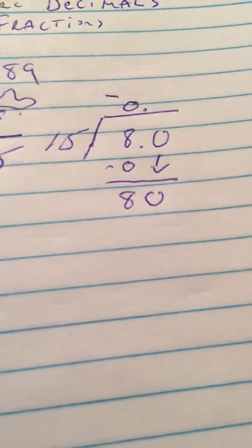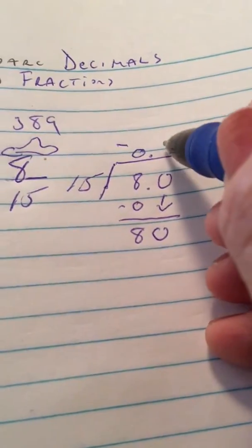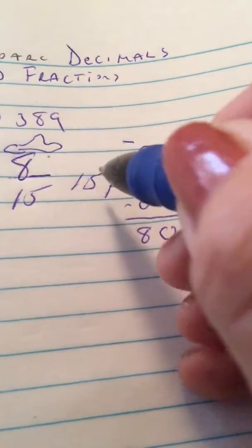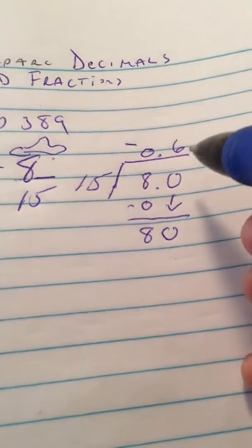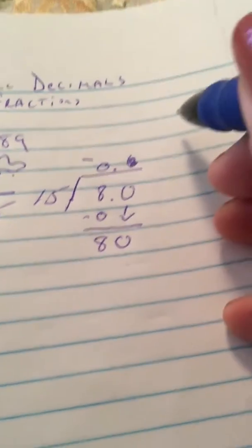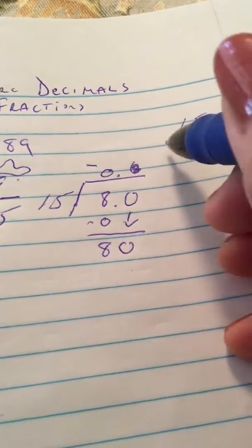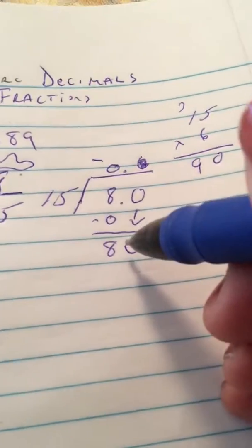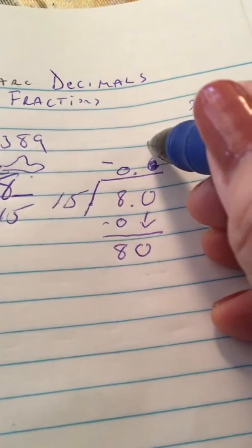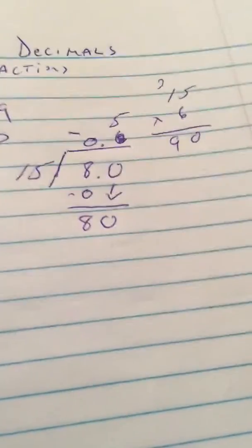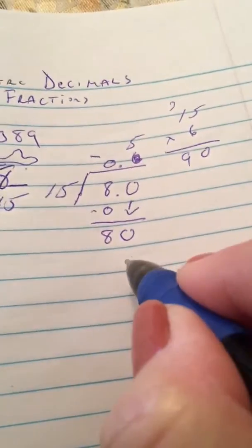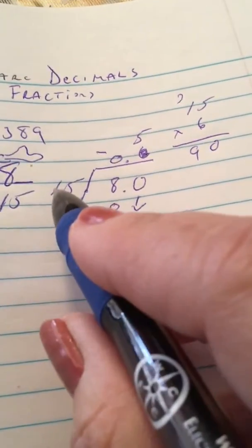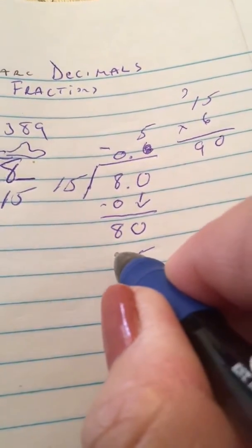How many times will 15 go into 80? 15 times 2 is 30. 15 times 5 is 75. 15 times 6, 6 times 5 is 30. Ooh, that's going to be too much. Let me show you why. I scratched off the 6. I said 30. There's my 90, but I need an 80. So I'm going to go ahead and make this a 5. Alright. 5 times 5 is 75. Put down my 5, carry my 2. 5 times 1 is 5, plus 2 is 7.